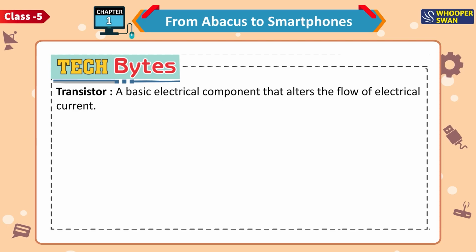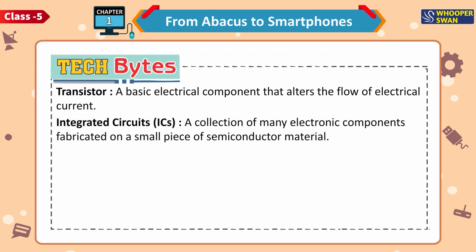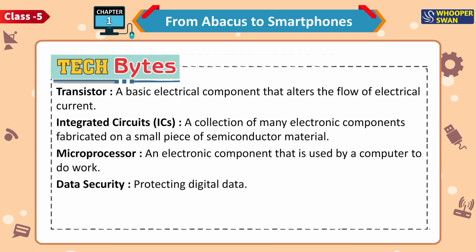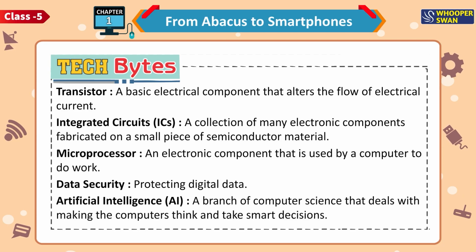Tech bytes. Transistor, a basic electrical component that alters the flow of electrical current. Integrated circuits, ICs, a collection of many electronic components fabricated on a small piece of semiconductor material. Microprocessor, an electronic component that is used by a computer to do work. Data security, protecting digital data. Artificial intelligence, AI, a branch of computer science that deals with making computers think and take smart decisions.